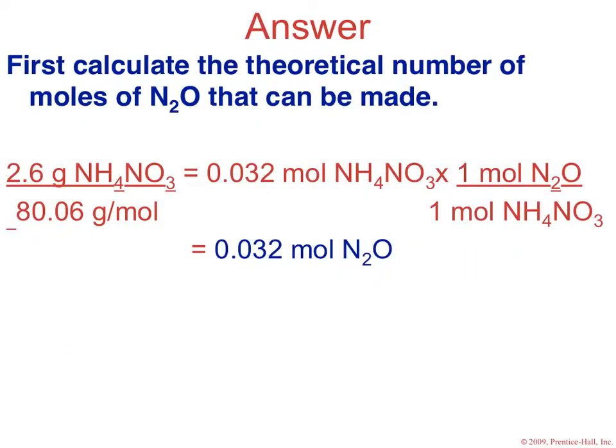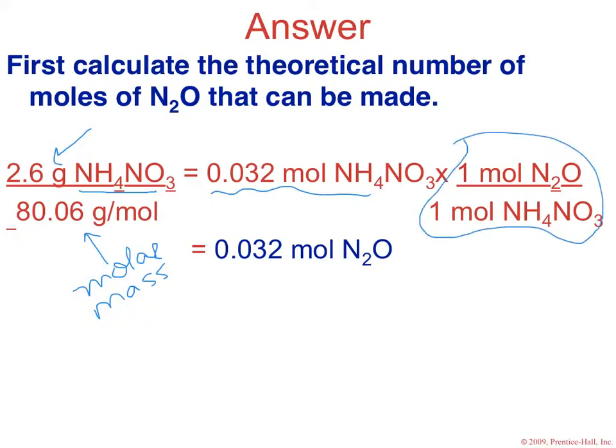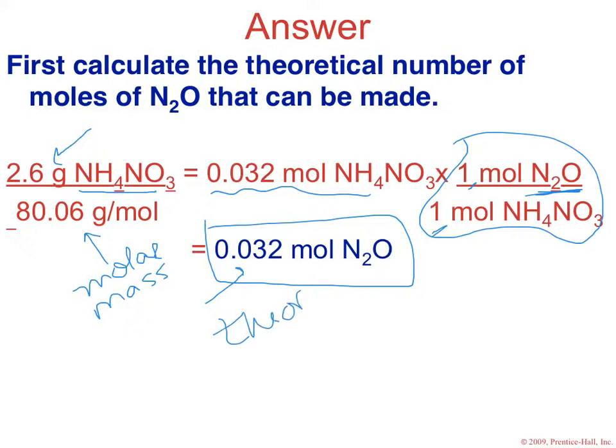All right, so the given amount of ammonium nitrate that you started with, 2.6 grams, divide by the molar mass of ammonium nitrate in order to get the moles of ammonium nitrate started with. Then look at the mole ratio of ammonium nitrate to the product you're interested in, dinitrogen monoxide. They are present, if you look at the balanced reaction, in a 1-to-1 mole ratio, and that tells you that this reaction can make the theoretical yield, in other words, 0.032 moles of dinitrogen monoxide.